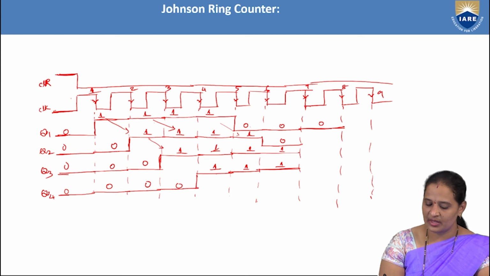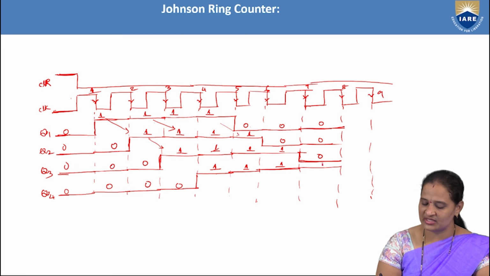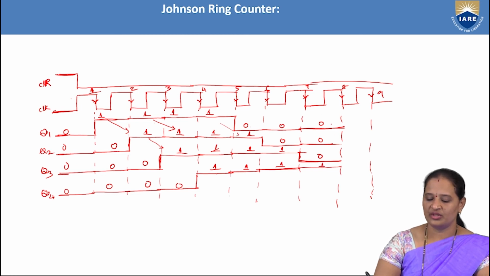Whereas this is 0, so it will be coming here. It is 0, whereas this is 0. Now it will change its state to 0, and this remains in the same state, which is 1. Now during the 7th clock pulse, what is the state of this one? 0, 0, 0, 1.